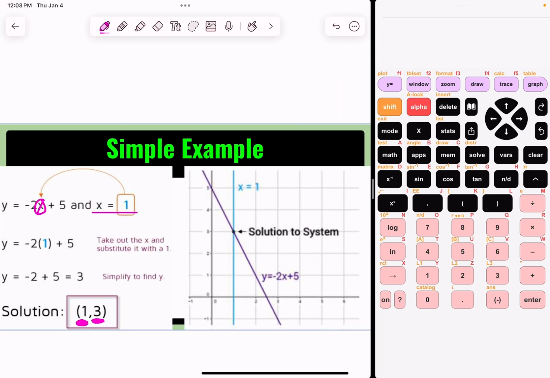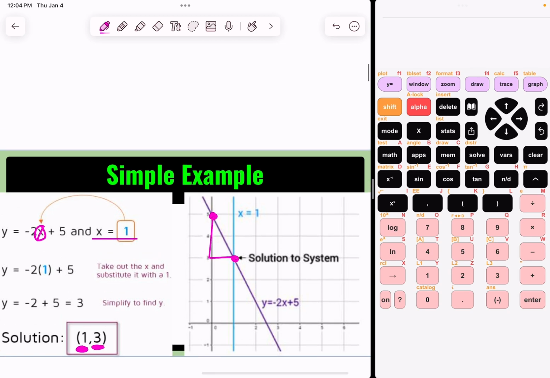And this is just an example of it graphed. If you were to graph it, you would start at 5, and then you would go down 2 to the right 1, down 2 to the right 1, down 2 to the right 1, and you would connect the points, and you would get that purple line there. And then if you want to graph x equals 1, you would look for the point x equals 1, which is to the right one, and you would make a line through it. And this is our solution to the system right here, which is the point (1, 3).